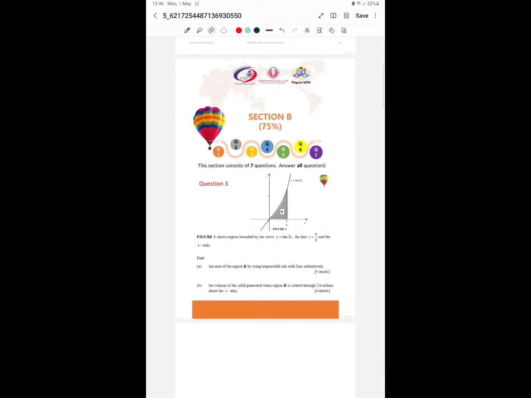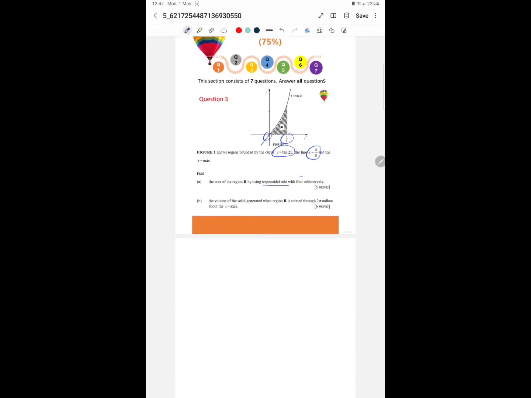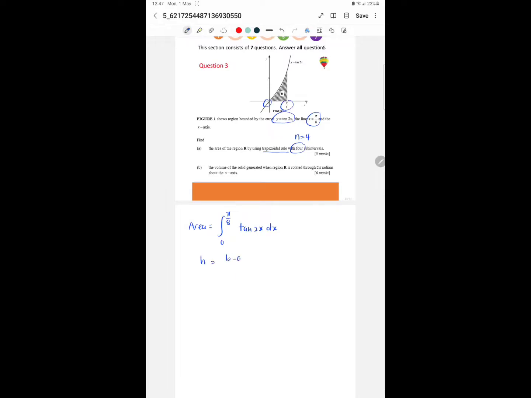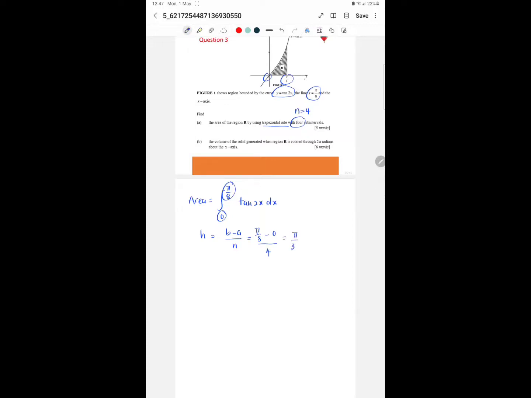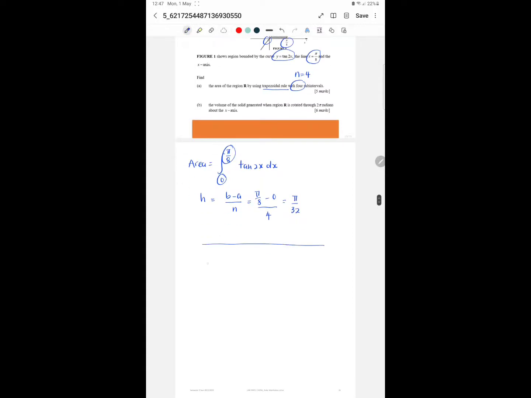Question number 3, we have trapezoidal rule. So we're going to find the area for this function, the line x. That will be the integral from 0 until pi over 8. We're going to use trapezoidal rule with 4 sub-intervals, so n equals 4. First thing first, write down the area from 0 until pi over 8. The function gives you tan x dx. We need to find the h value, that will be (b minus a) over n. b is pi over 8, pi over 8 minus a, 0, over n, 4 sub-intervals. So we have pi over 32. Alright, done. Then we make a table.